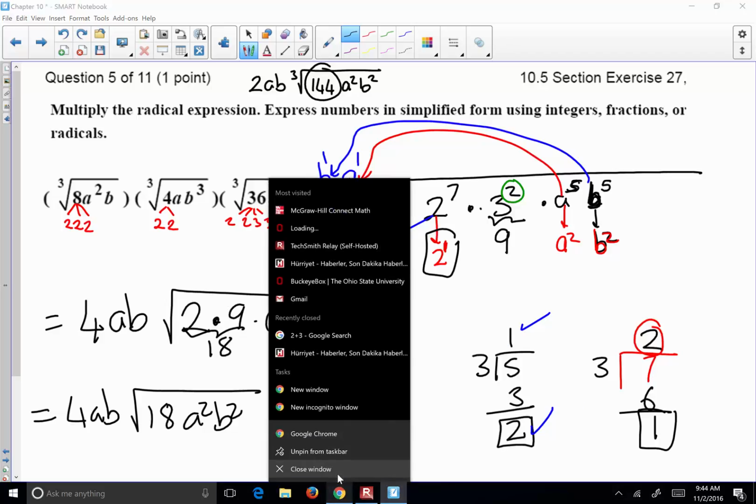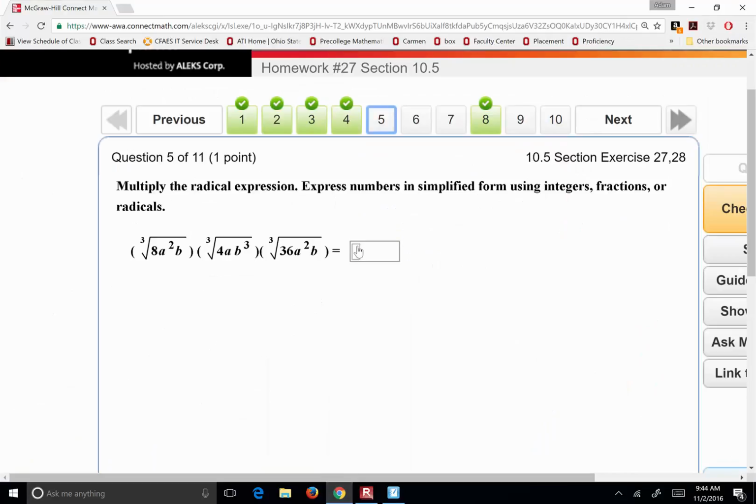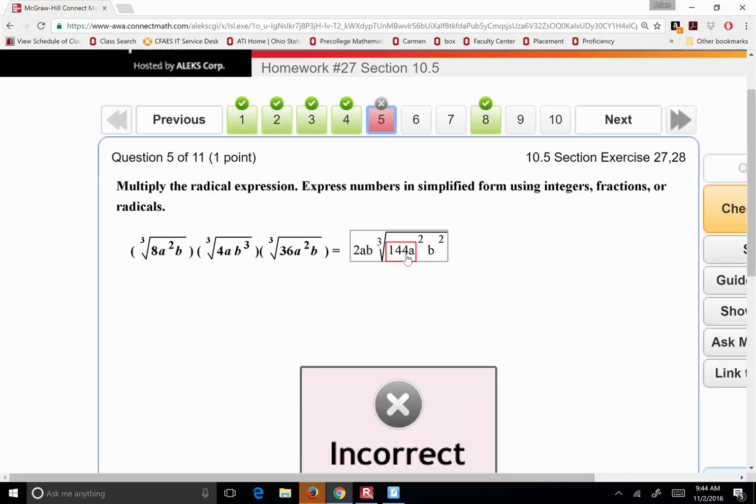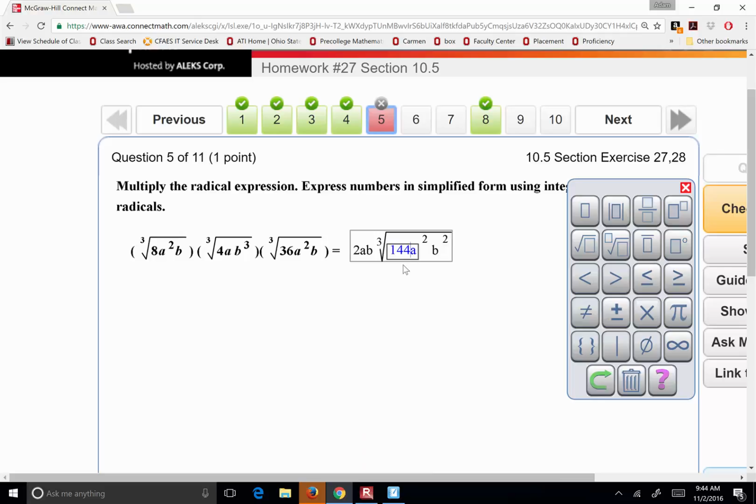Let's check if it's gonna like your initial answer. 2AB cube root 144 you said. AB, right? A squared, B squared. Look, it says incorrect because we didn't simplify 144.